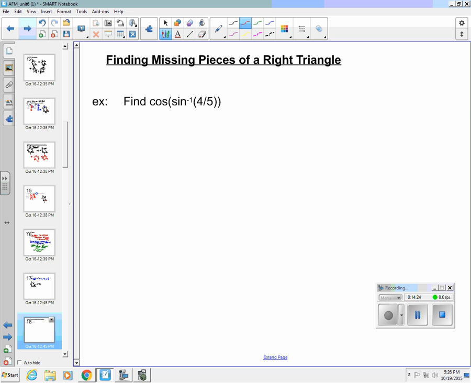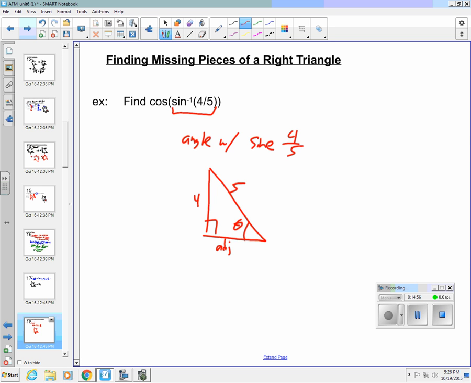Right, so here's one example, cosine of sine inverse 4 over 5. Same thing again, sine inverse 4 over 5 means an angle with a sine ratio of 4 over 5. Right, if we drew a picture, this would be our angle. Sine is opposite over hypotenuse, so it would be 4 over 5. And this question asks to find the cosine of that angle. Right, so in order to do that, I would need the adjacent side. Right, to find the missing side, I'd use Pythagorean theorem.